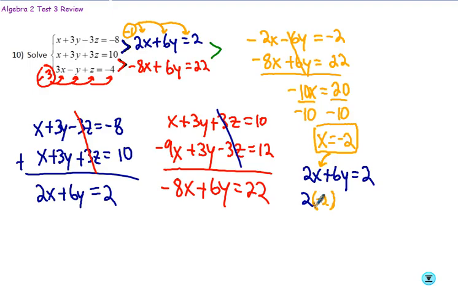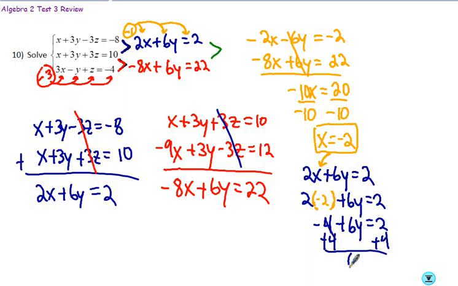So I've got 2 times negative 2 plus 6y. We'll be solving for y here. And add 4 to both sides. So hopefully you see what I mean by saving the best for last. Don't lie, you know you're having fun. So y equals positive 1. Alright, so we know what x is, we know what y is.